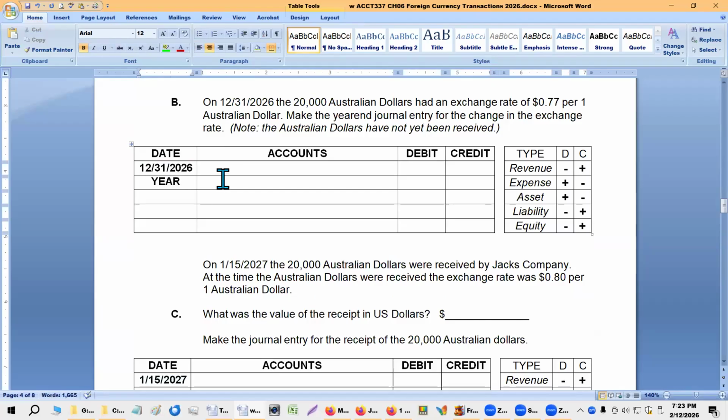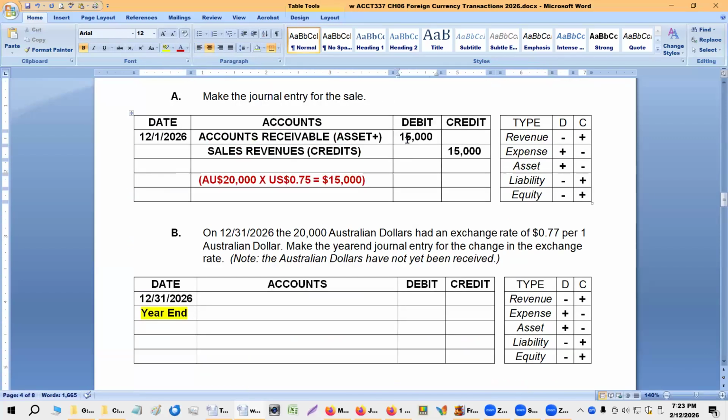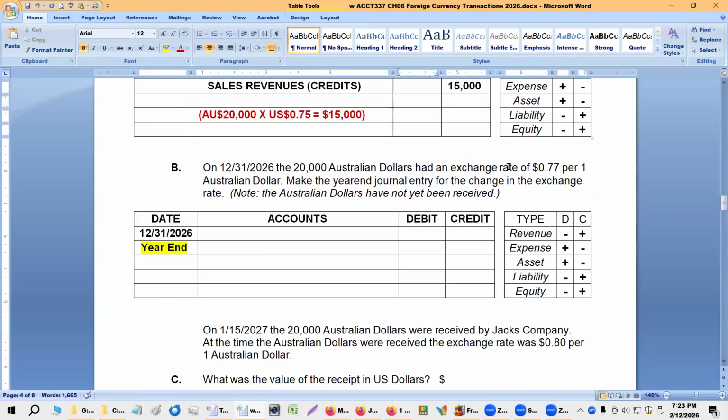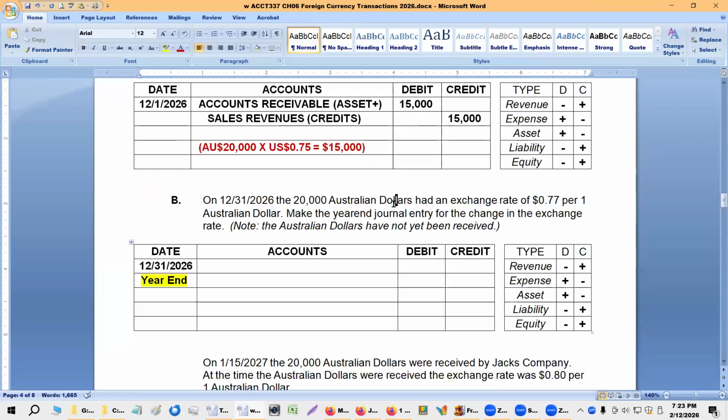Let's get rid of the capitals for now. So this is at year end. We're looking over our stuff, and we have this accounts receivable on our books for 15,000. The exchange rate is now, excuse me, 77 cents. So what is this sale worth on December 31st?